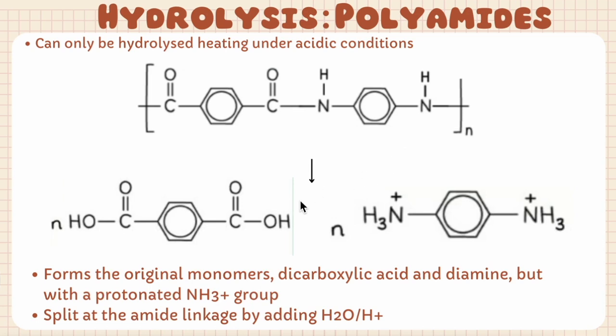So it's just going to form, here's the original diamine, and here's the dicarboxylic acid, and again, it's going to split it at this amide linkage by adding the hydronium ions, the H3O+. And it's basically, you're undoing the polymerization. So it's going to add the OH to the carbonyl group and add the two H+ atoms to the NH3 group.